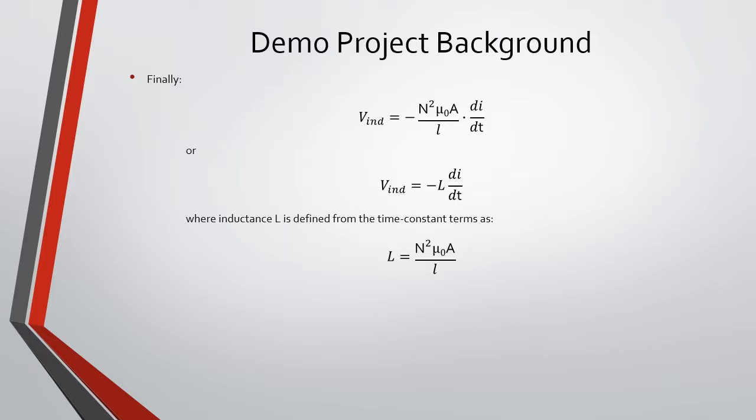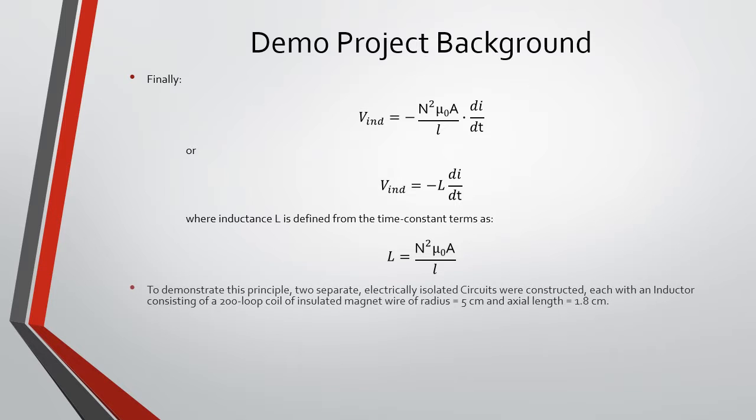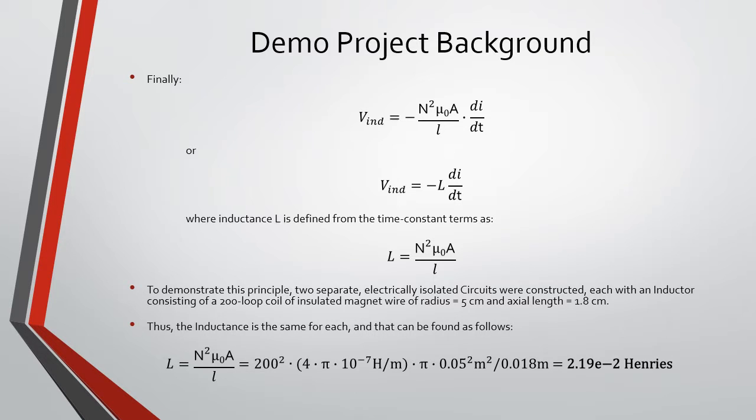Knowing this, in this demonstration, we'll construct two circuits that each have an inductor, and that inductor will be made of a 200 loop coil of insulated wire with a radius of 5 centimeters and an axial length of 1.8 centimeters. Knowing these parameters, we can calculate the inductance of each element, and each of these identical inductors will have an inductance of approximately 2.19 times 10 to the minus 2 henries.